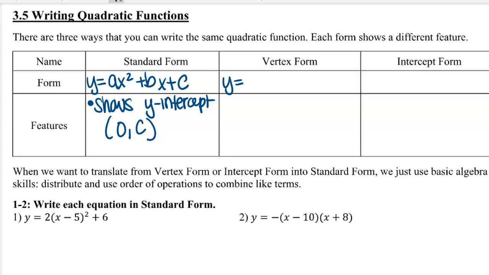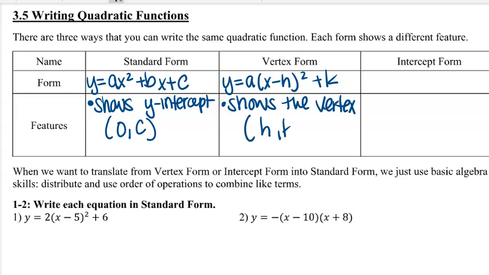Then the second form here is y equals a times x minus h quantity squared plus k. Remember, this is the vertex form, so this shows us the vertex. And the vertex is obviously h comma k.